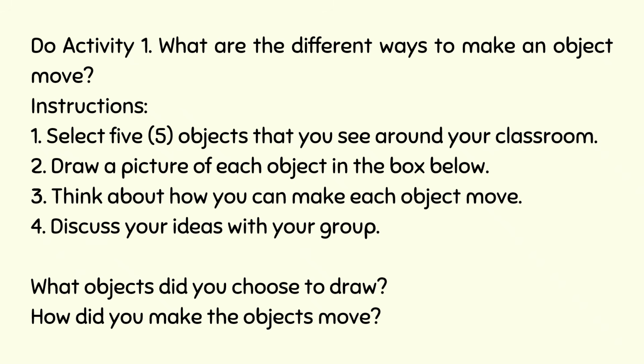Do Activity 1. What are the different ways to make an object move? Your instructions. Number 1. Select 5 objects that you see around your classroom. 2. Draw a picture of each object in the box below. 3. Think about how you can make each object move. 4. Discuss your ideas with your group. What objects did you choose to draw? How did you make the objects move?